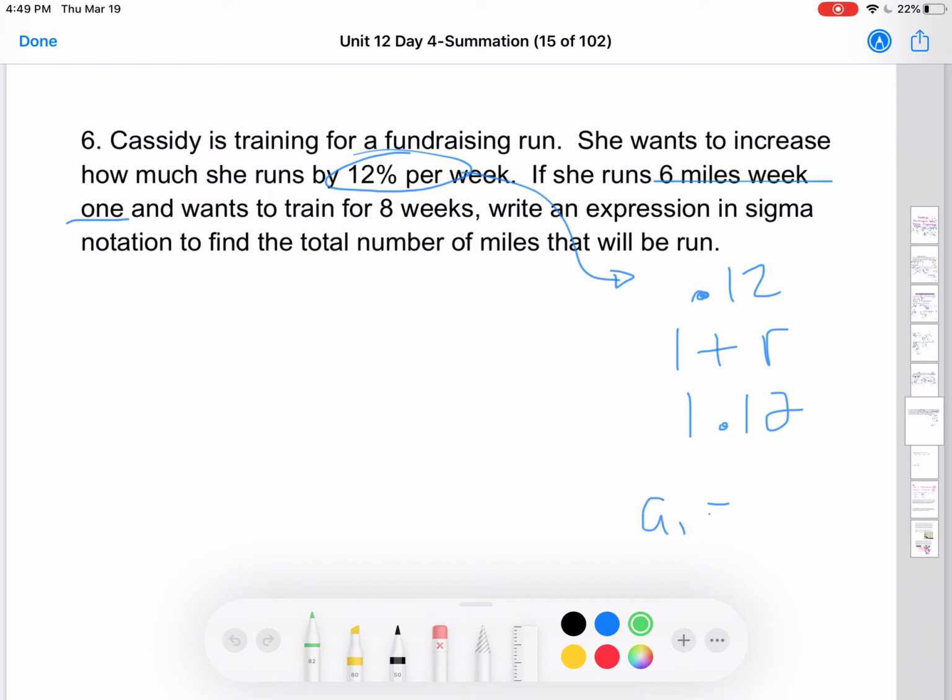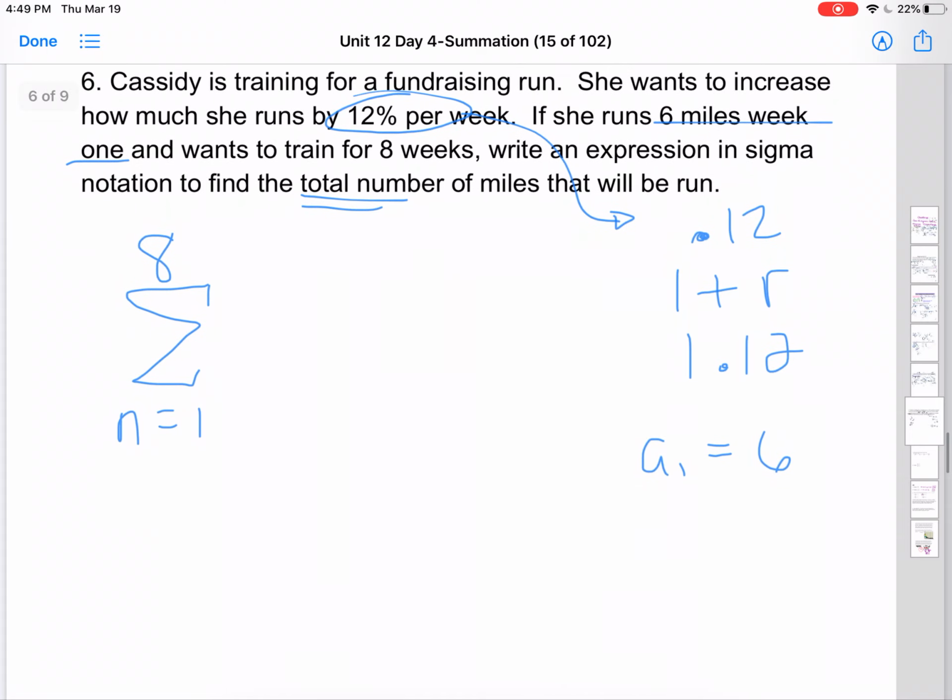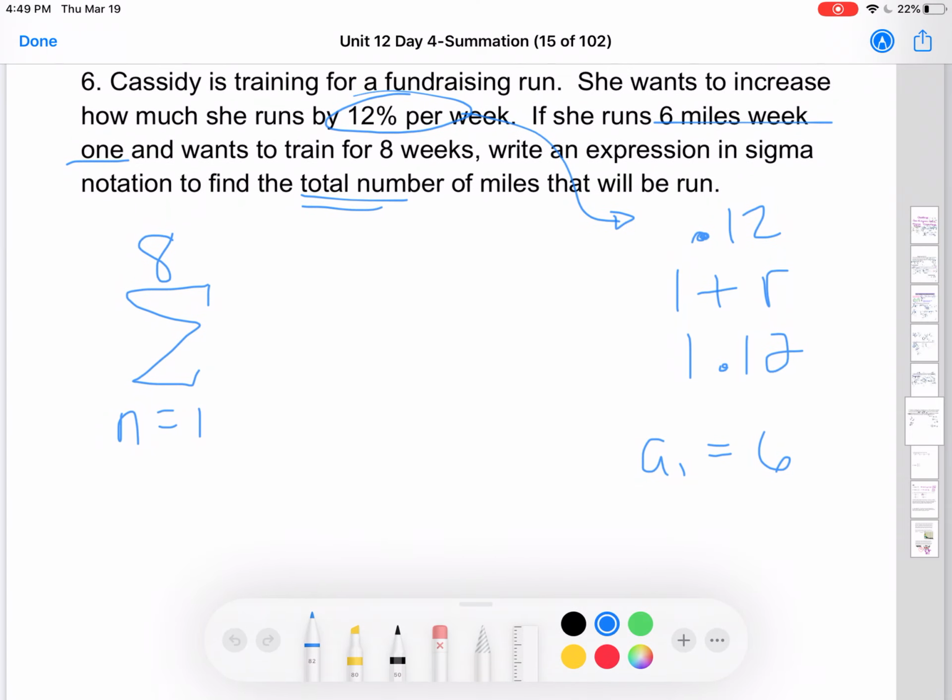If she runs 6 miles in week 1, so that's my a sub 1, I'll write that down here. And she wants to train for 8 weeks. Write an expression in sigma notation to find the total number of miles that she should run. So we're going to do our own sigma notation. So n equals 1. We're going up to 8 weeks.